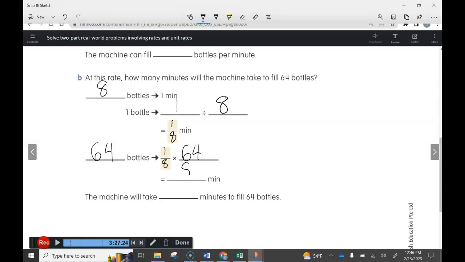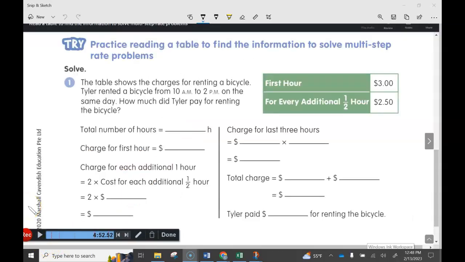That's going to equal 8 minutes there. So we can see that the machine will take 8 minutes to fill 64 bottles. And when we think about why it is 1/8, it's because we know 1 bottle took 1/8 of a minute to create. So we take 64 bottles and multiply it by the 1/8, which is how long it takes to make 1 bottle, then you get 8 minutes to fill 64 bottles. Okay, let's jump over to page 251.